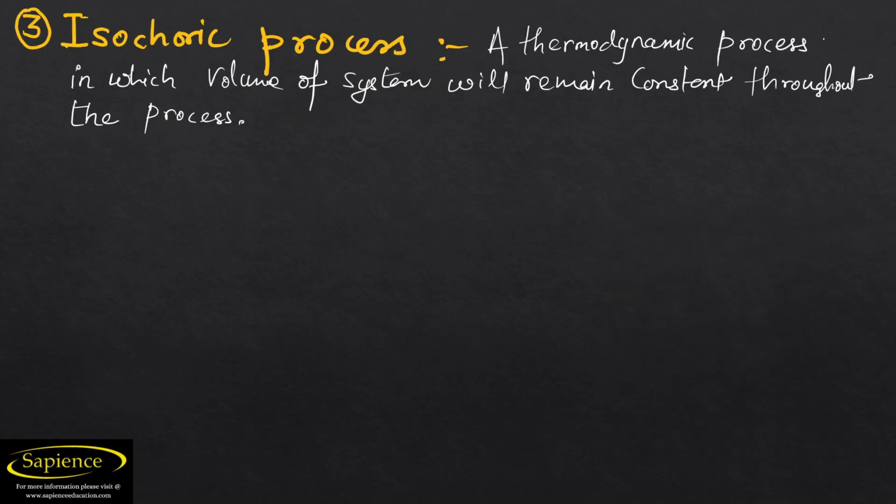Now let us learn about the isochoric process. An isochoric process is a thermodynamic process in which the volume of the system remains constant throughout the process. Iso means constant, and choric means volume. So if volume remains constant, then that type of process is known as an isochoric process.